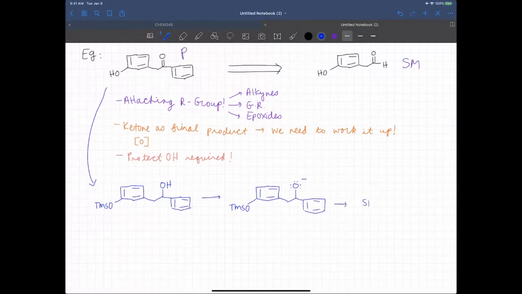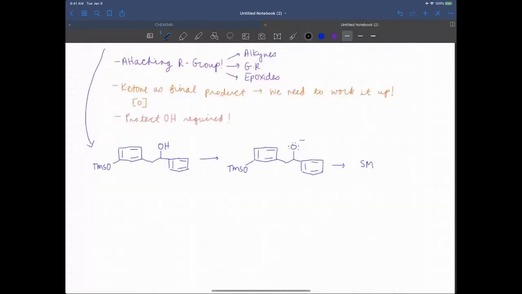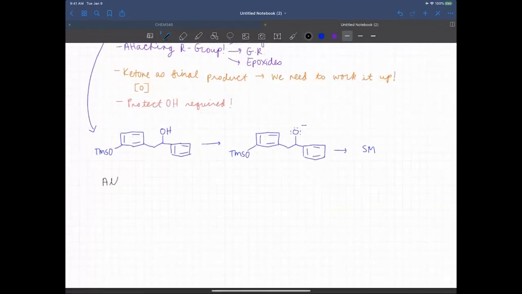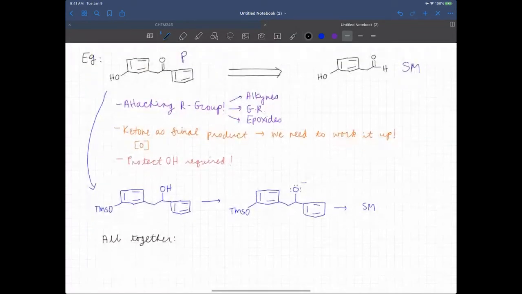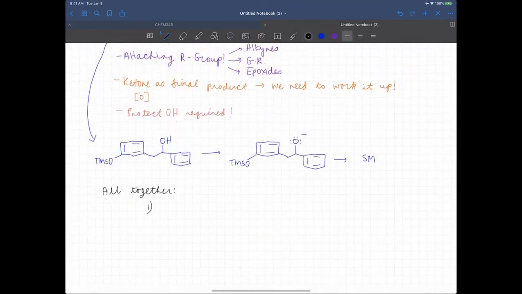And then back to the starting material. Are you able to tell me how can we piece them together now? Okay, so all together, let me draw one. What would be step one?